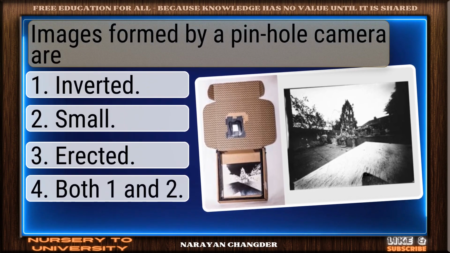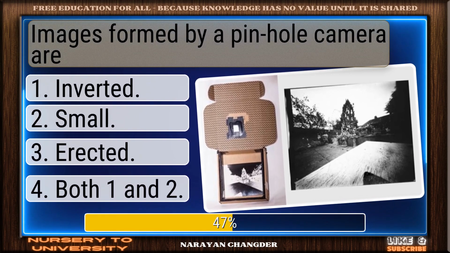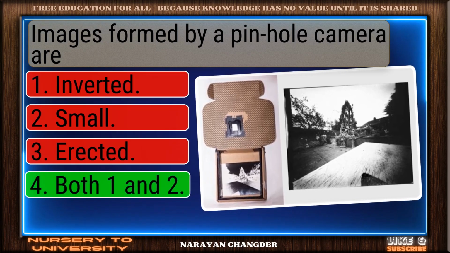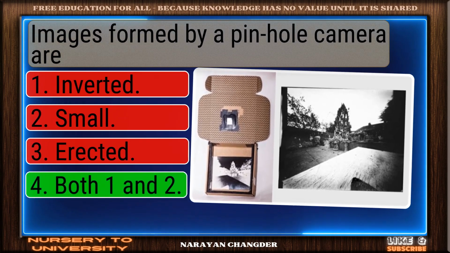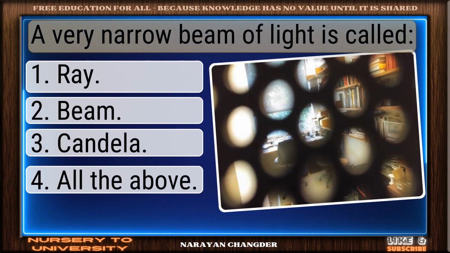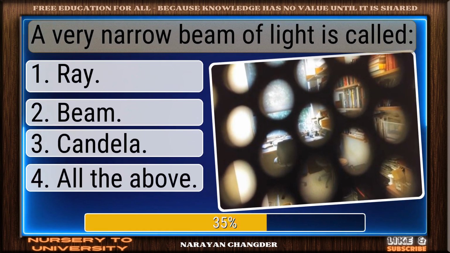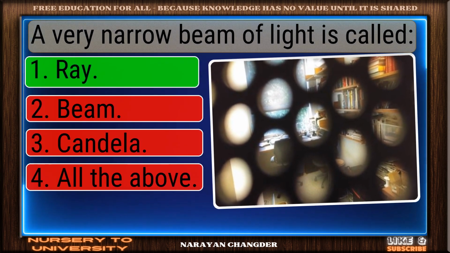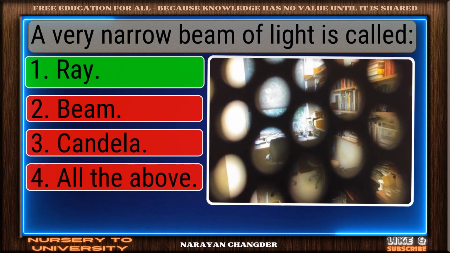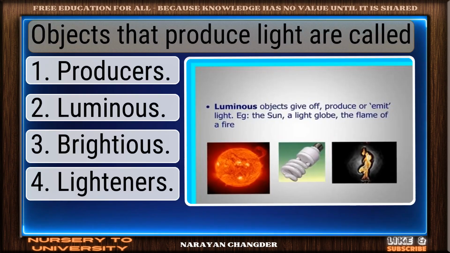Images formed by a pinhole camera are? Strong choice. Both 1 and 2 is the right answer. A very narrow beam of light is called? Clear logic. Your choice, ray, is sound and 100% true.